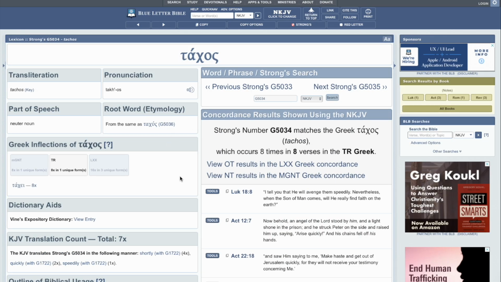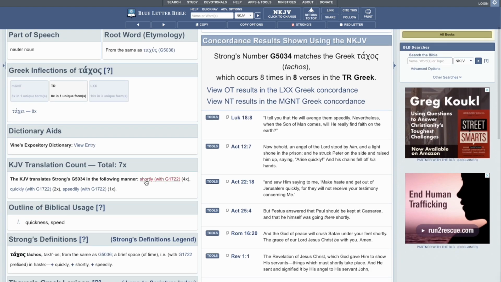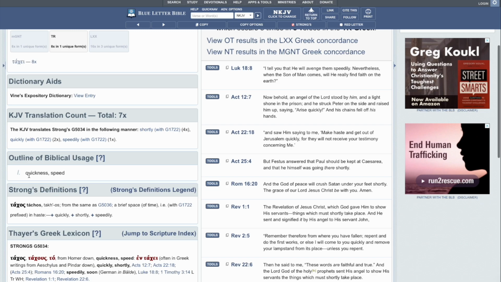It says shortly, which is how it was in Revelation, quickly, speedily. It's quickness or speed. So this could go either way so far, right? It's like, is it going to happen right away after the writing or after a long period of time? And when it does start to happen, it happens immediately. Well, let's see how else it's used in the Bible.